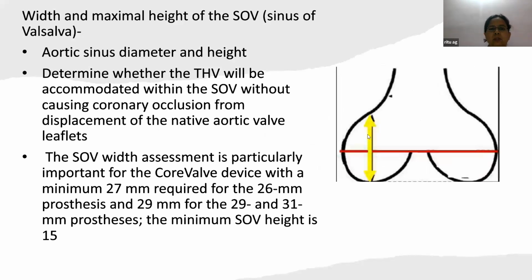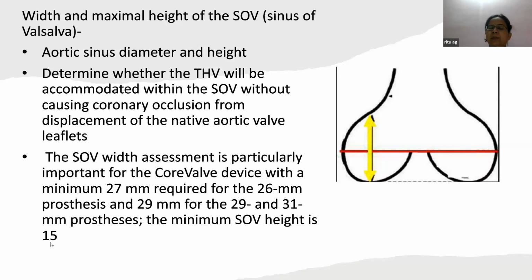Now we also need to look at the sinus of Valsalva, the width and the maximum height. So why do we want to know about this? Because we want to see if the TAVR valve will be able to sit properly within the sinus of Valsalva without causing any coronary occlusion from the displacement of the native valve, as I've shown you previously. And it is especially important when we have a CoreValve device, because we need a minimum 27 mm sinus of Valsalva diameter if we want to have a 26 mm prosthesis, and a minimum 29 mm diameter for 29 and 31 size prostheses.